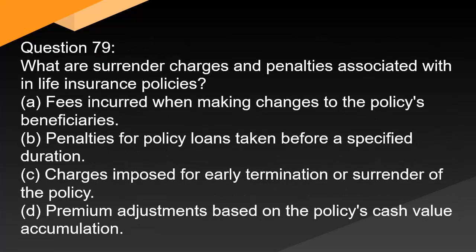Question 79. What are surrender charges and penalties associated with in life insurance policies? A. Fees incurred when making changes to the policy's beneficiaries. B. Penalties for policy loans taken before a specified duration. C. Charges imposed for early termination or surrender of the policy. D. Premium adjustments based on the policy's cash value accumulation.